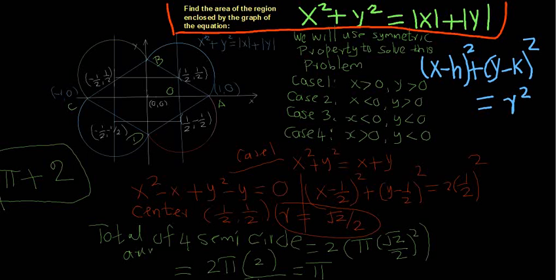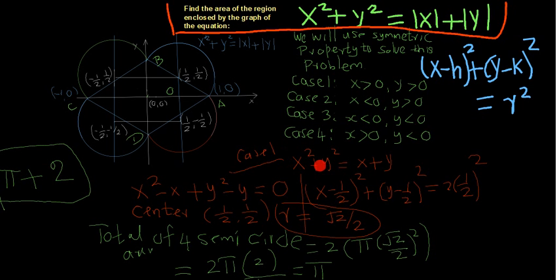So now you have case 1. x squared plus y squared equals absolute value x, which is going to be x, and absolute value y is going to be y. So you get this equation, x squared plus y squared equals x plus y. So what you're going to do is use completing the square.